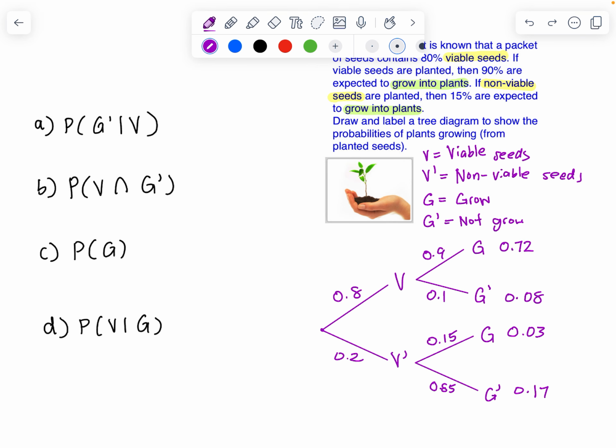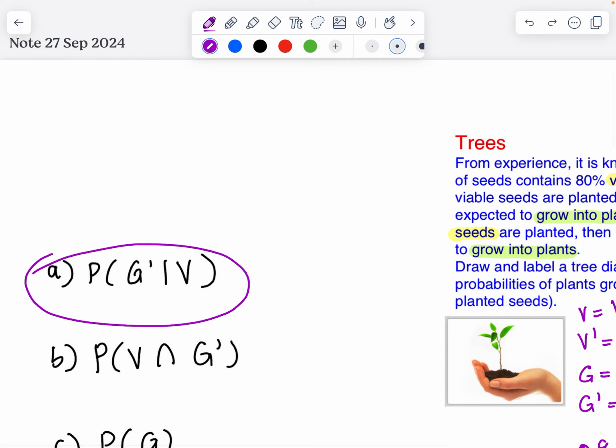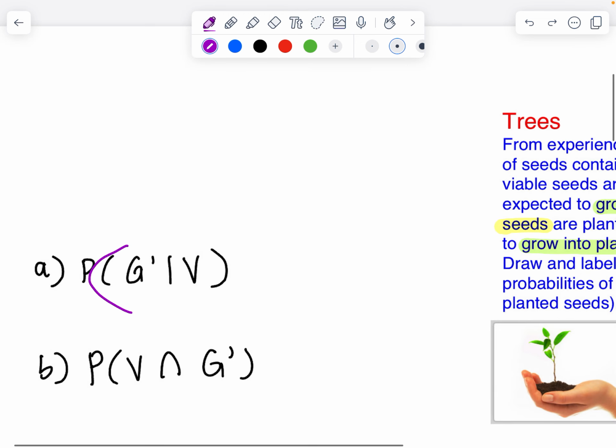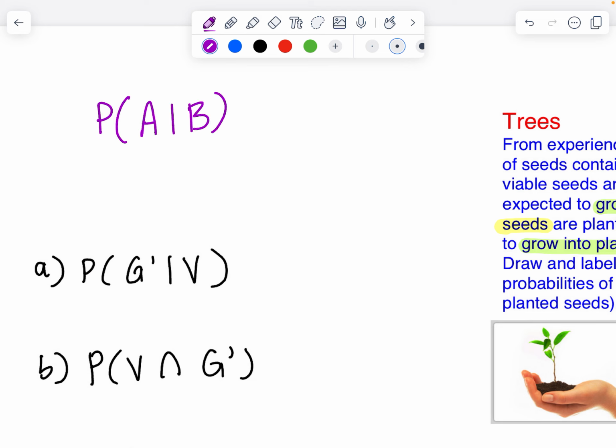Now let's try applying what we've learned and making use of this tree diagram and solve some problems. So here, question A, it says probability of G prime, so probability of not getting a plant that grows given that you get a viable seed. So it may sound confusing at first because you're not really sure what this represents, but this basically shows the conditional probability.